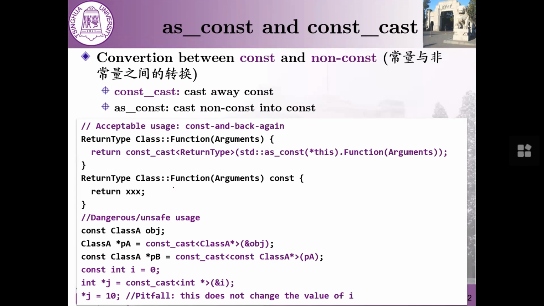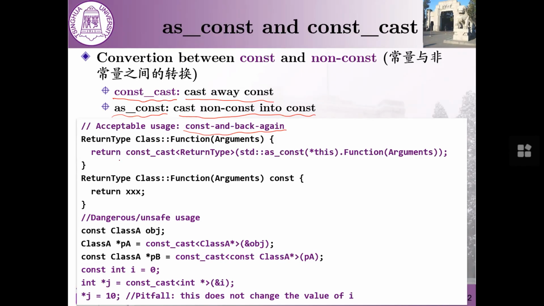Okay, so this is const and non-const, and we can convert between const and non-const. So there are two functions. One is const cast. This is used to cast away the const. As const is to cast from non-const into const. So there are two ways. Actually, this is not suggested usage in most cases, but there's one acceptable usage. It is called in our book const and back again.